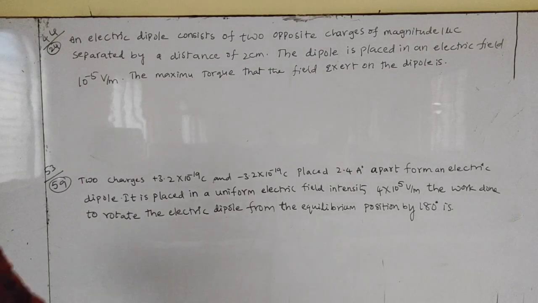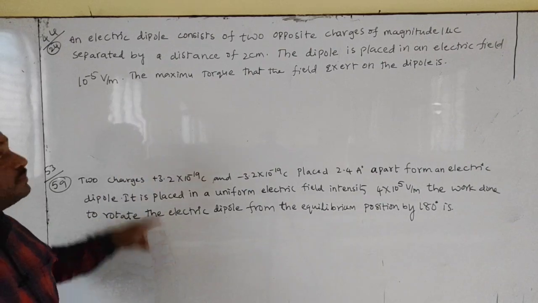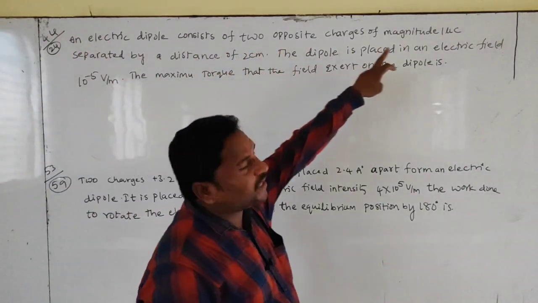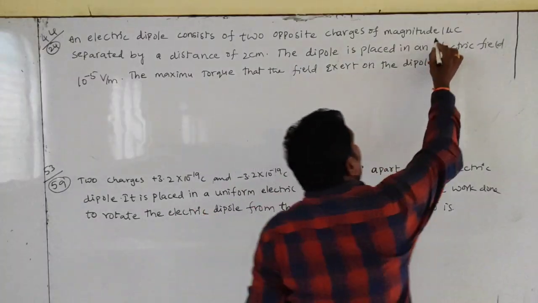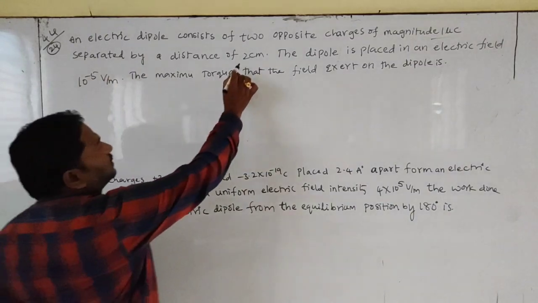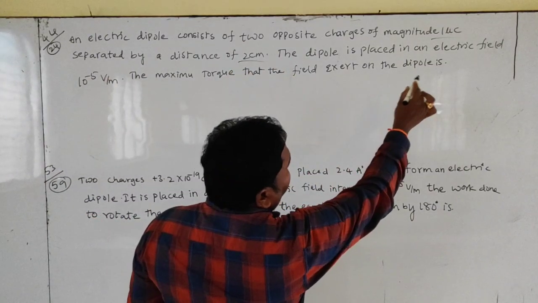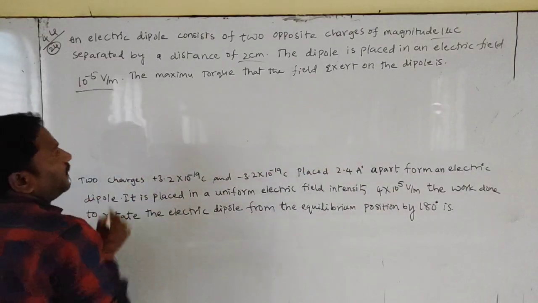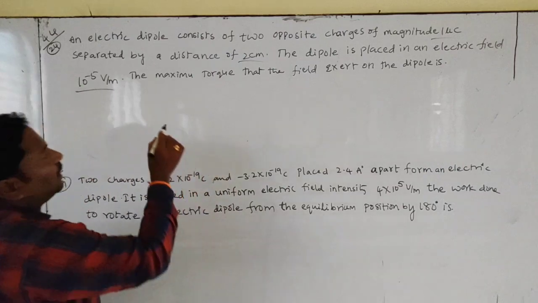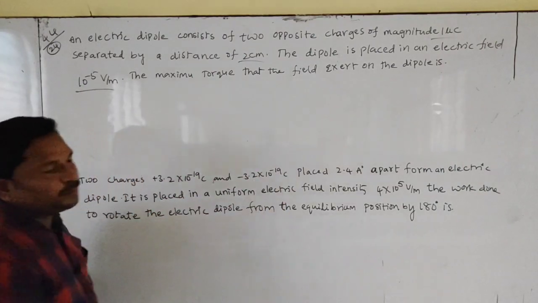Right. Next we are going to discuss two problems. An electric dipole consists of two opposite charges of magnitude 1 microcoulomb separated by a distance of 2 centimeters. The dipole is placed in an electric field of 10 power minus 5 volt per meter. The maximum torque that the field exerts on the dipole is?